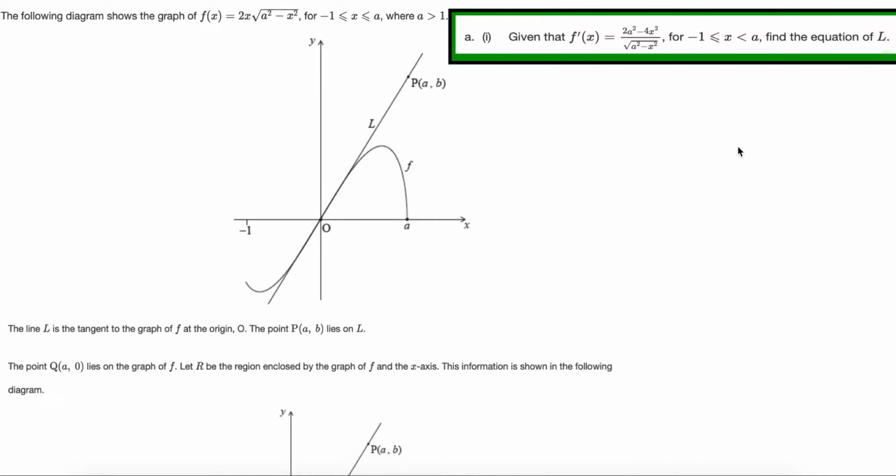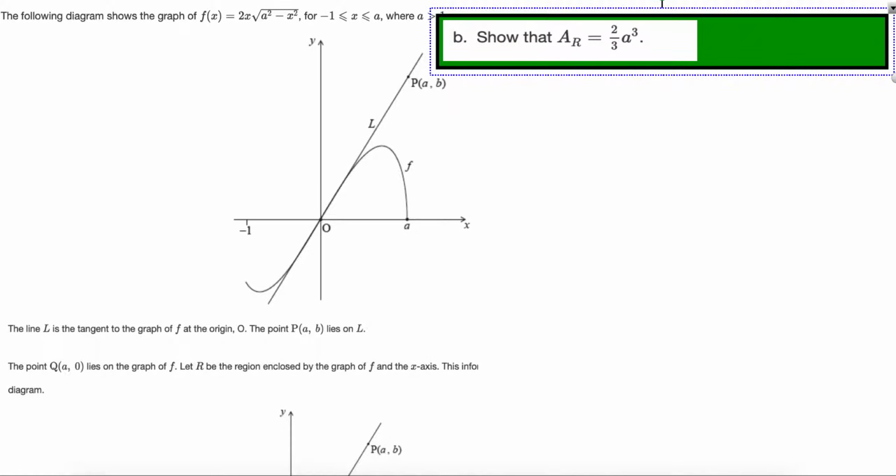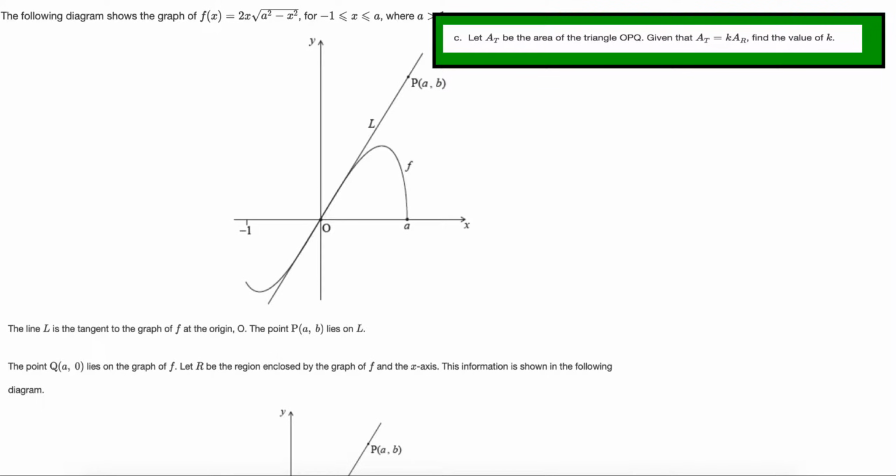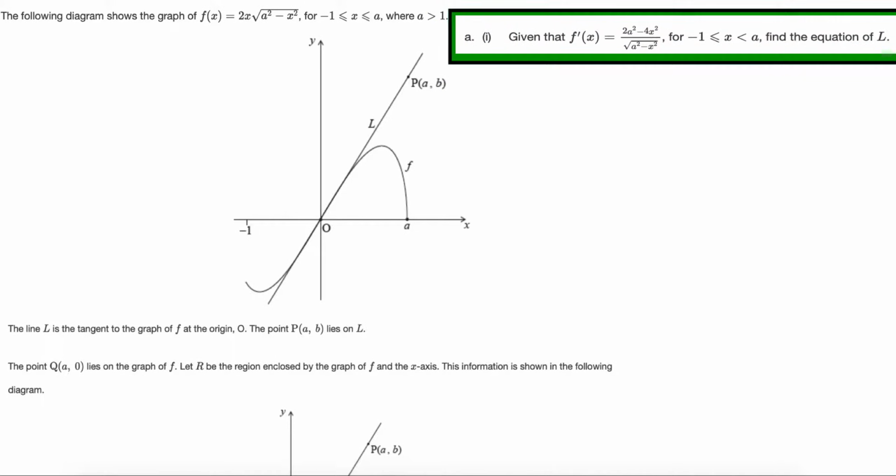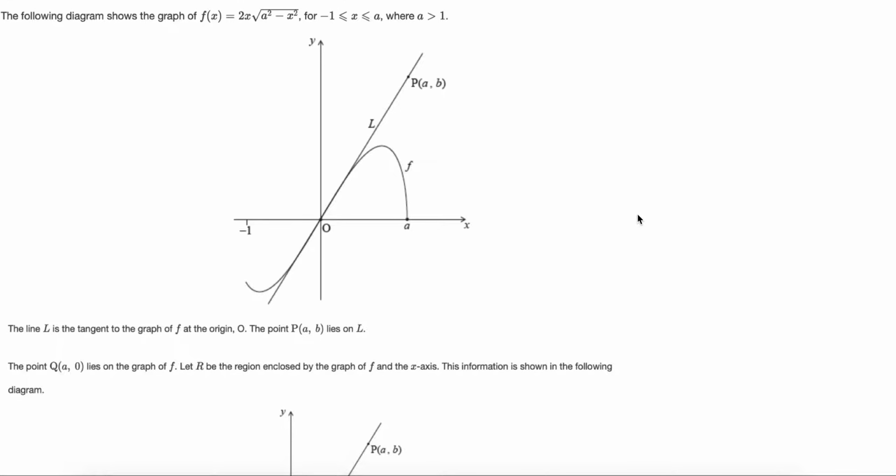So I'm going to take each part of the question. So we have A, I, B, and then C. So quite a lot of marks in each one as well. So just to have a read through the question first, you have a diagram showing this function, and the function is defined from -1 to a, and a is a value greater than 1.